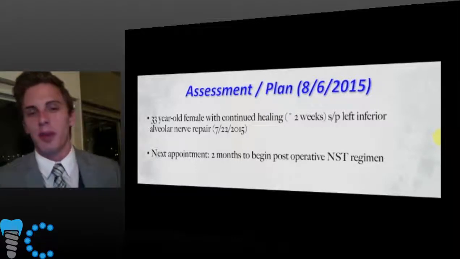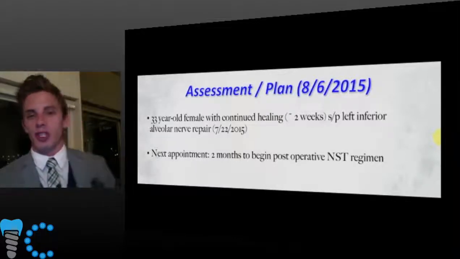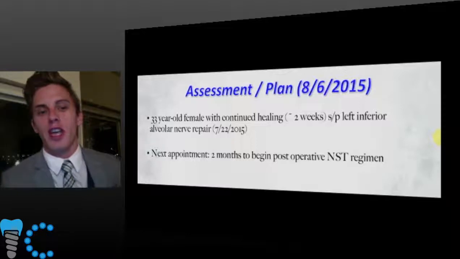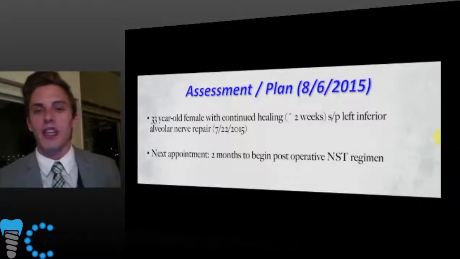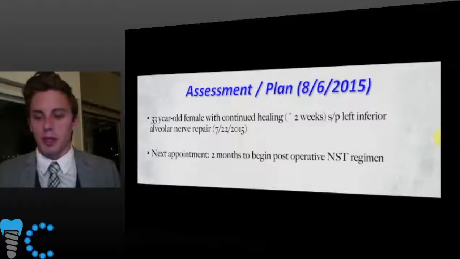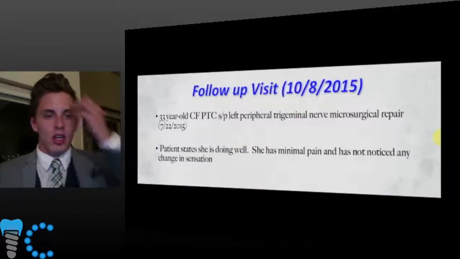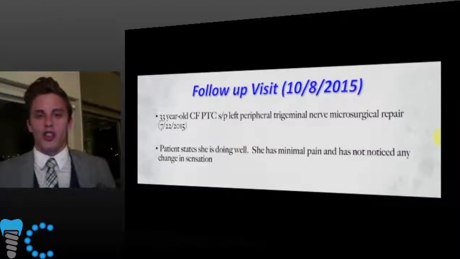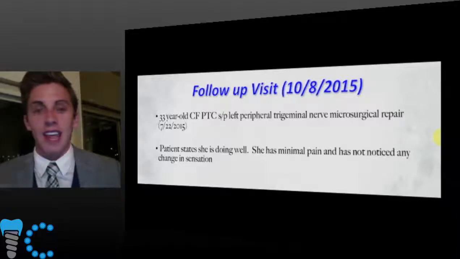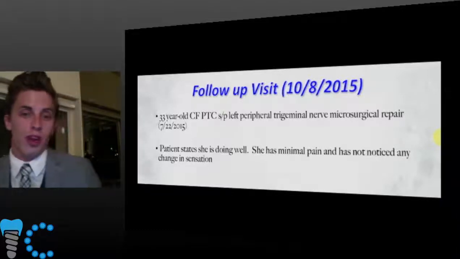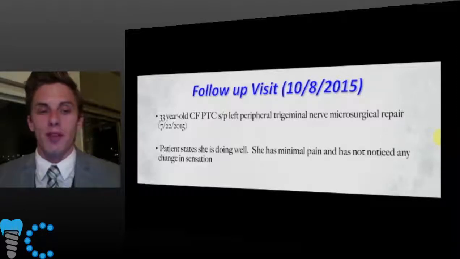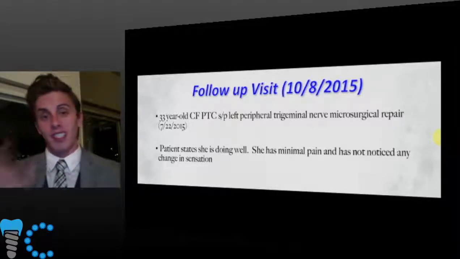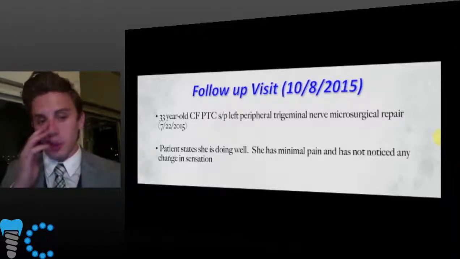So our assessment and plan: she's only 2 weeks out, so we're going to continue to monitor her, and then later we're going to begin another neurosensory testing regimen. So her follow-up visit, her surgery was in July, and now we're in October, so about 3 months from surgery, but 6 months from initial insult.